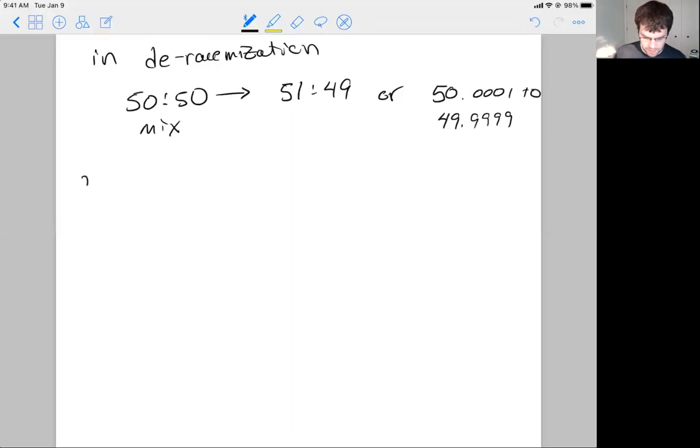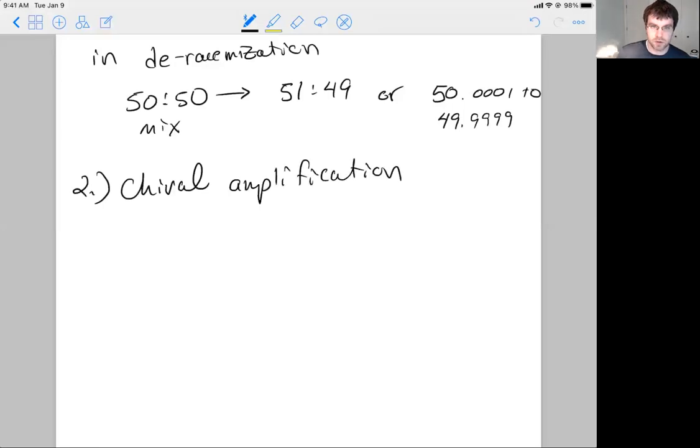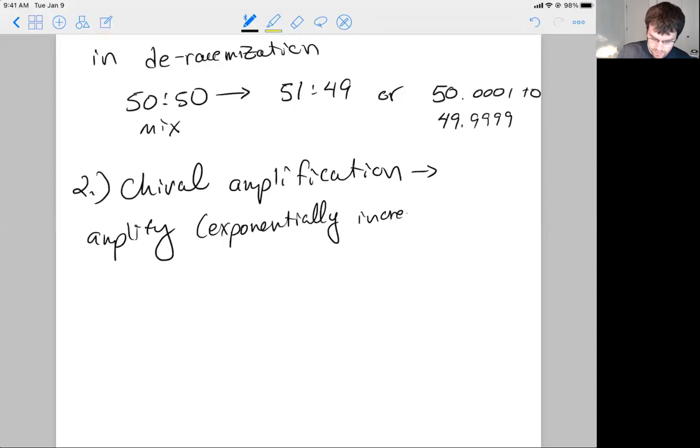In the second step, we're going to go from a slight excess to a huge excess. And that's the step called chiral amplification. So in chiral amplification, we amplify or exponentially increase the ratio to strongly favor one enantiomer.